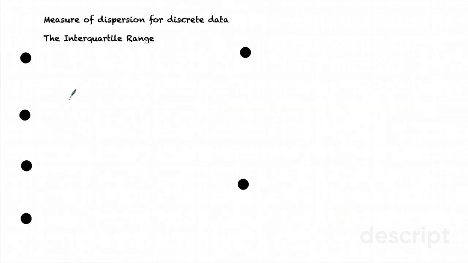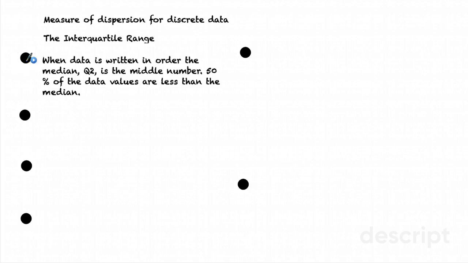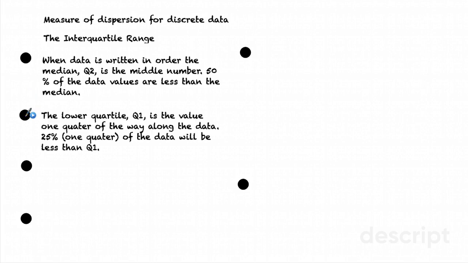Another measure of spread is the interquartile range. Now, when data is written in order, the median, which is also called Q2, is the middle number. 50% of the data values are less than the median. The lower quartile, also called Q1, is the value 1/4 of the way along the data. So 25% or 1/4 of the data will be less than Q1.